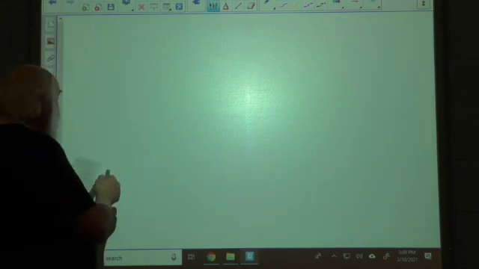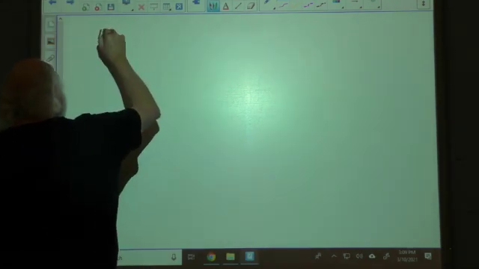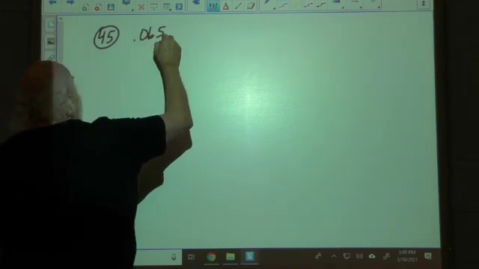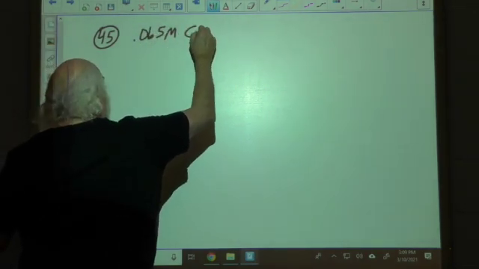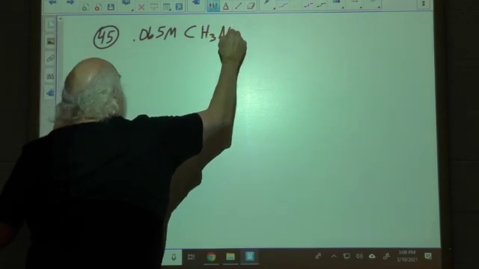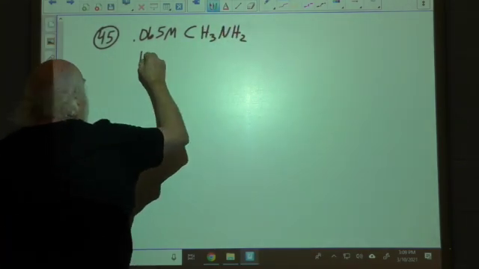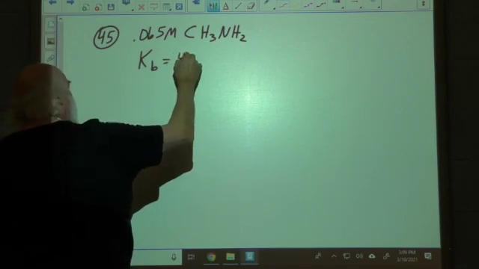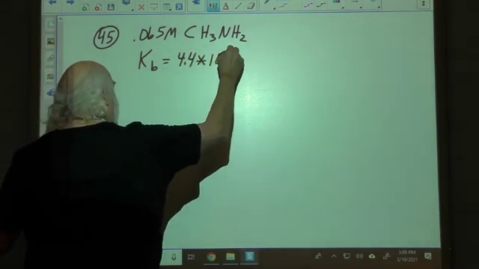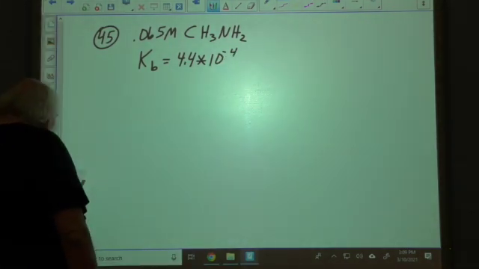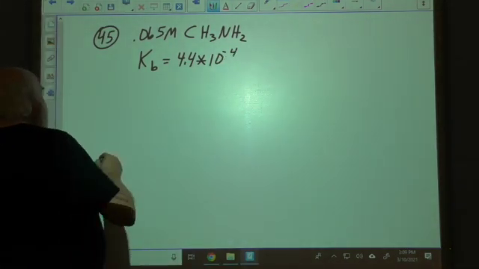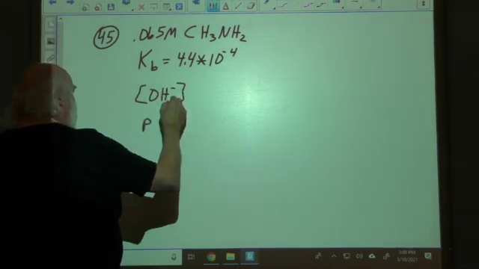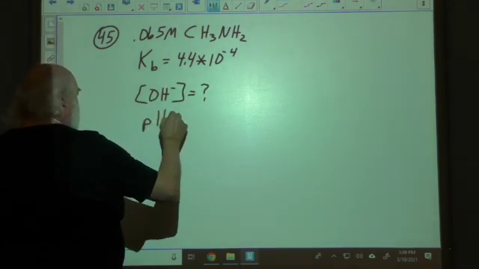Number 45. We're given here a 0.065 molar solution of methylamine. And like I said, we know that the Kb in that chart on page 736 is 4.4 times 10 to the negative 4. And we want to know what is the hydroxide concentration for this, and we want to know what is the pH.